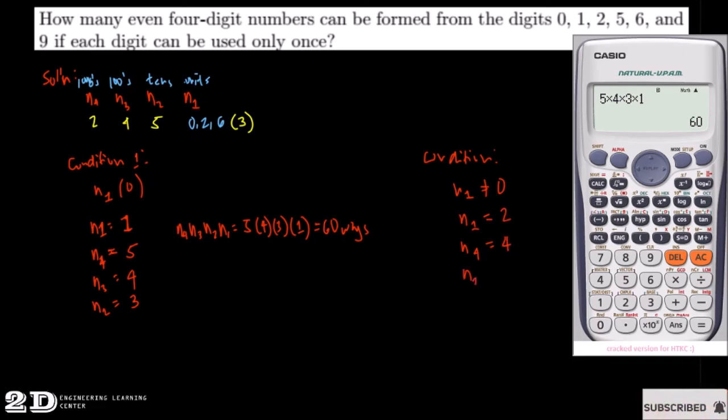And for N3, because this is 4, it could also have 4 choices, since we now include the 0. And for N2, this will now be equal to 3. So our combination here is N4, N3, N2, and N1. So this will be equal to 4 times 4 times 3 times 2.